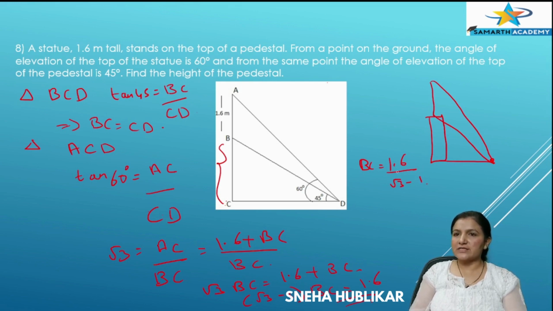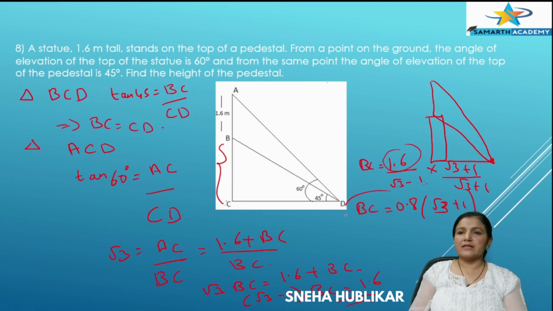Here we can rationalize the denominator by multiplying numerator and denominator by root 3 plus 1. In the denominator, we have root 3 minus 1 into root 3 plus 1, which is a minus b into a plus b, a square minus b square, that is 3 minus 1, which is 2. And 1.6 goes with 2, it becomes 0.8 into root 3 plus 1. This is the height of the pedestal, these many meters.